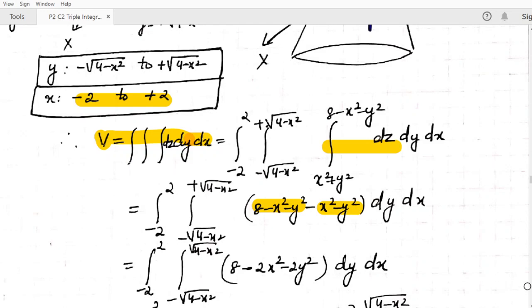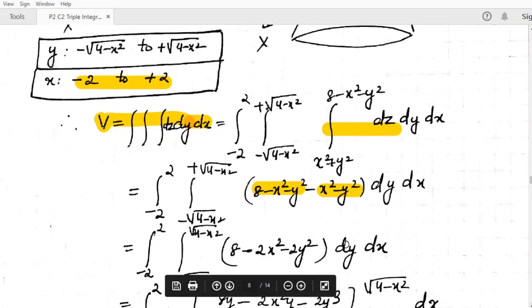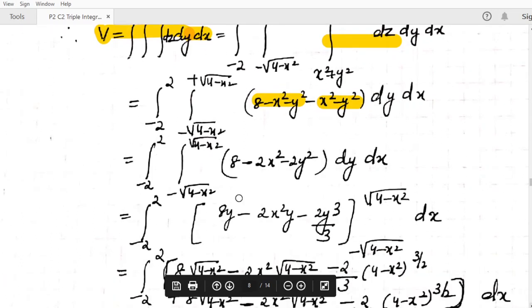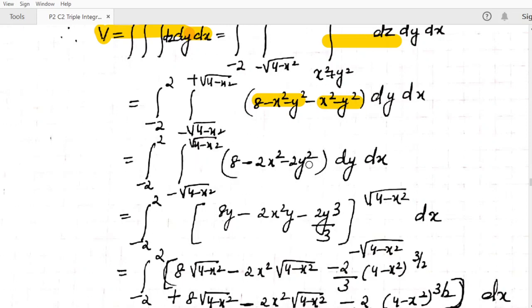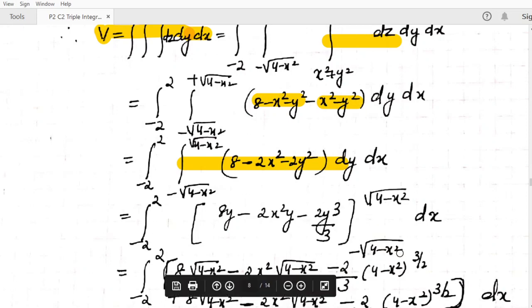In the next step, let us simplify this. Simplifying this, we get the integral from minus 2 to 2, integral from minus root 4 minus x square to plus root 4 minus x square of 8 minus 2x square minus 2y square dy dx. In the next step, we will be integrating this with respect to y, and the lower limit is minus root of 4 minus x square.